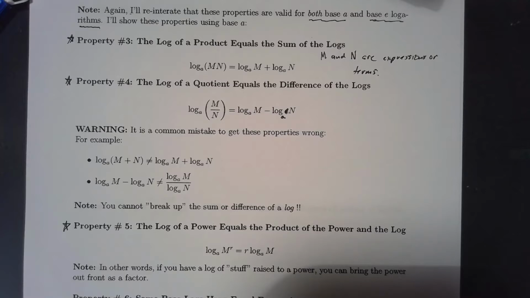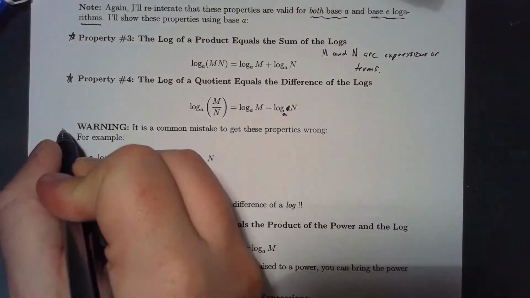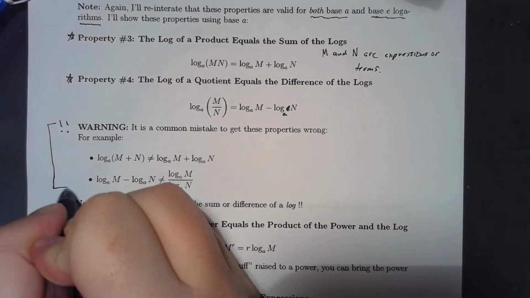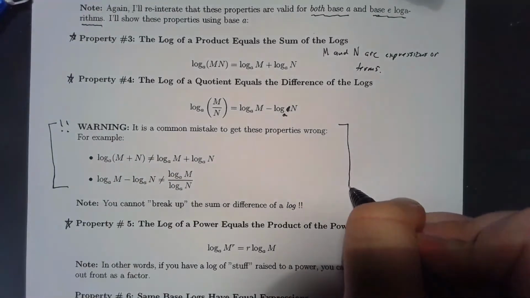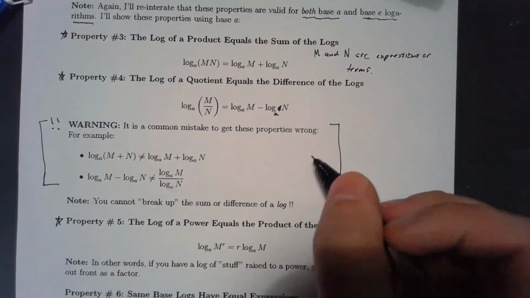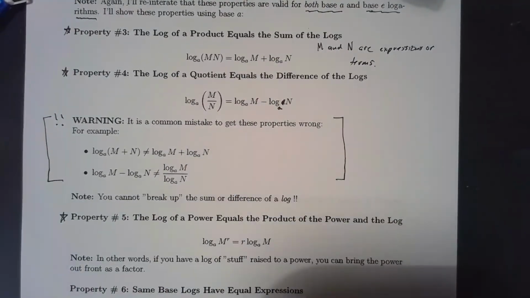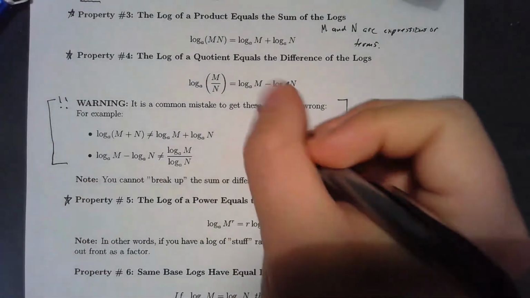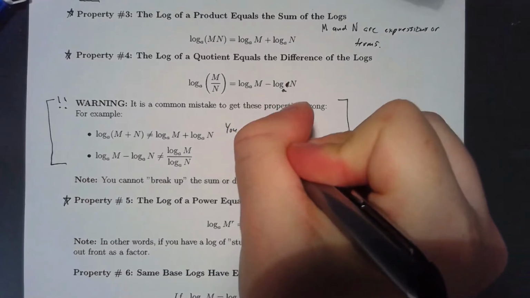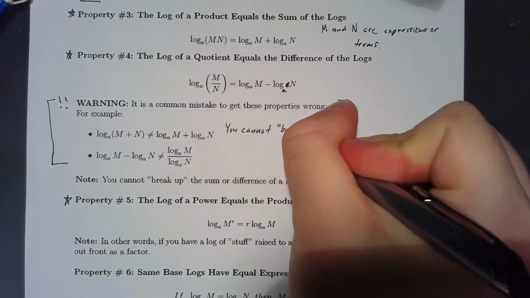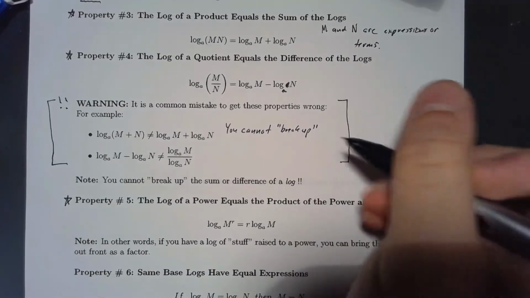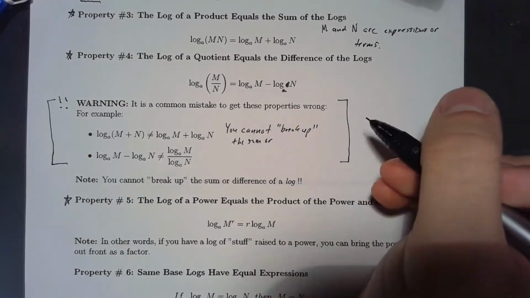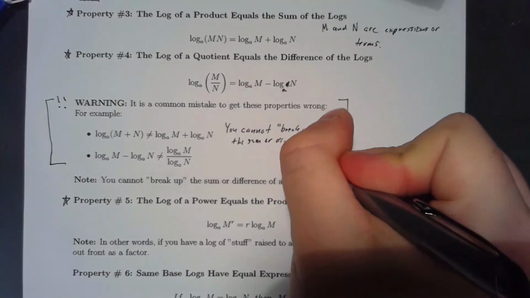All right. I want to emphasize this. I see this a lot. Students commonly get these properties wrong. It's a common mistake to get these properties incorrect. So, for example, you cannot break up the sum of a log. I'll even say this: you cannot break up the sum or difference of a log.